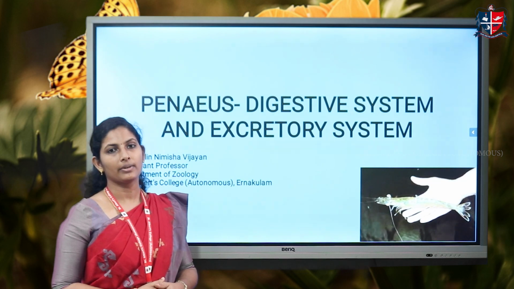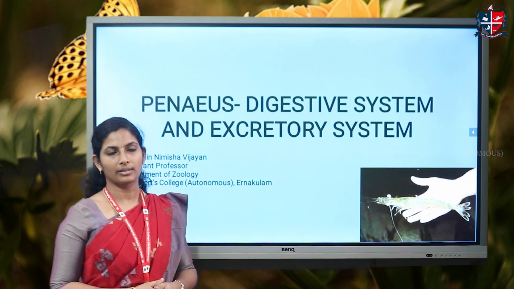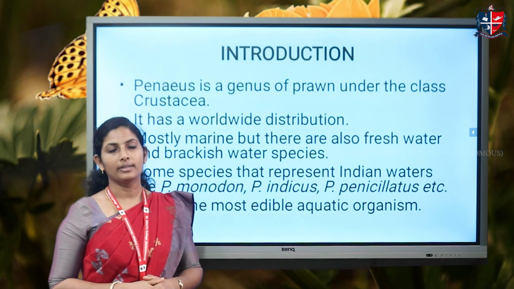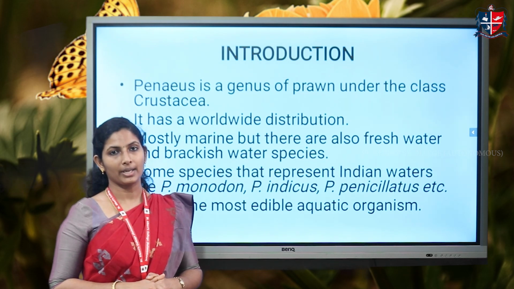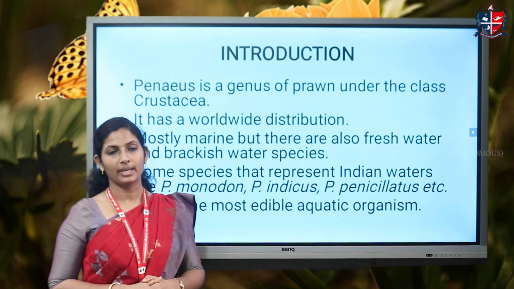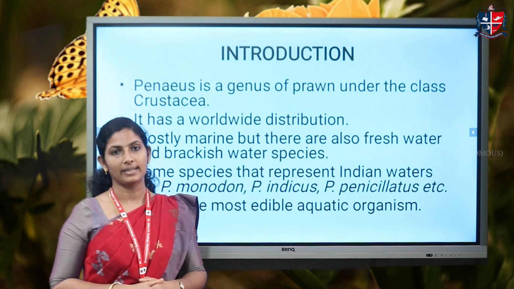Hello students, today we will discuss the digestive system and excretory system of Penaeus. Penaeus is a genus of prawn which comes under the class Crustacea. It has a worldwide distribution. There are different species under this genus Penaeus, and some of them which represent the Indian waters are Penaeus monodon, Penaeus penicillatus, Penaeus indicus, etc.